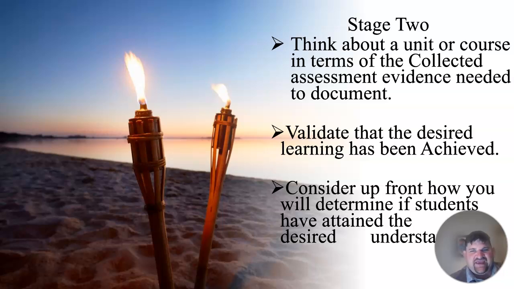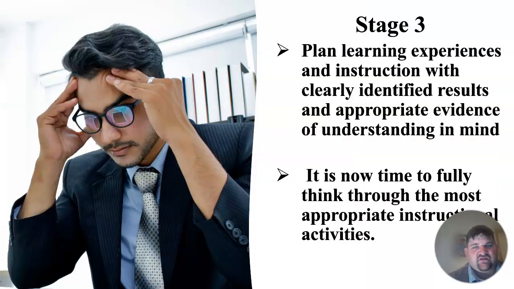So with stage 2, we're going to think about a unit or a course in terms of collected assessment evidence needed to document and validate that desired learning has been achieved. So we're going to document that whatever we desired for them to do, it's being achieved. We're going to consider upfront how we will determine if students have attained desired understandings.